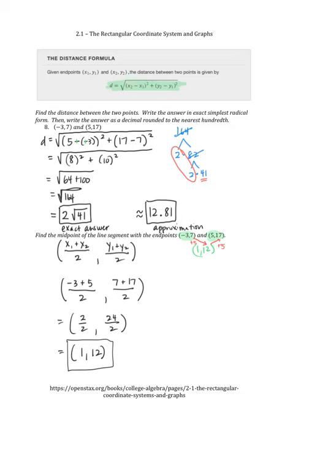This is another formula you should memorize. So you should know this midpoint formula. You're just averaging the x's and the y's on your tests.